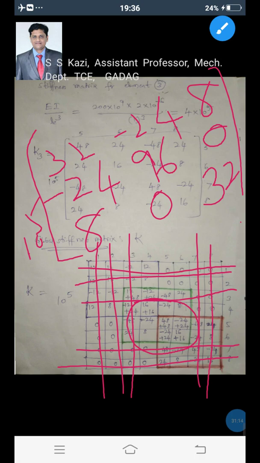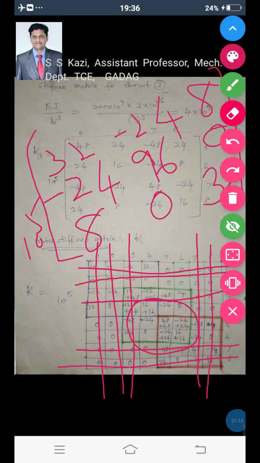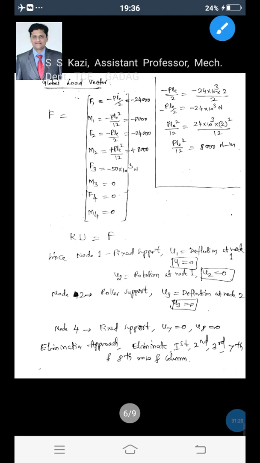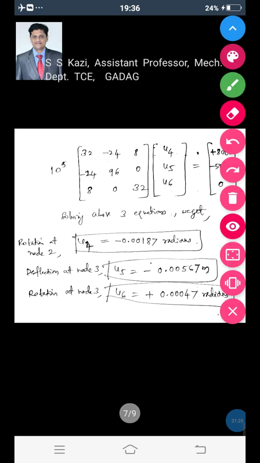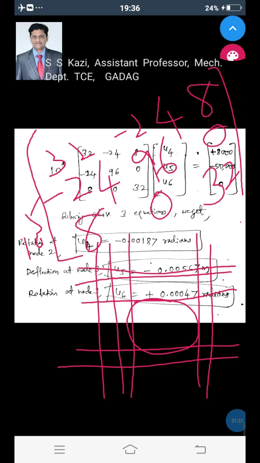These are the remaining 3 equations you need to calculate, which I have already shown here. You can observe, these are after elimination. We will get 32 minus 24, 8 I wrote here, minus 24, 96, 0 I wrote, 8, 0, 32 I wrote.